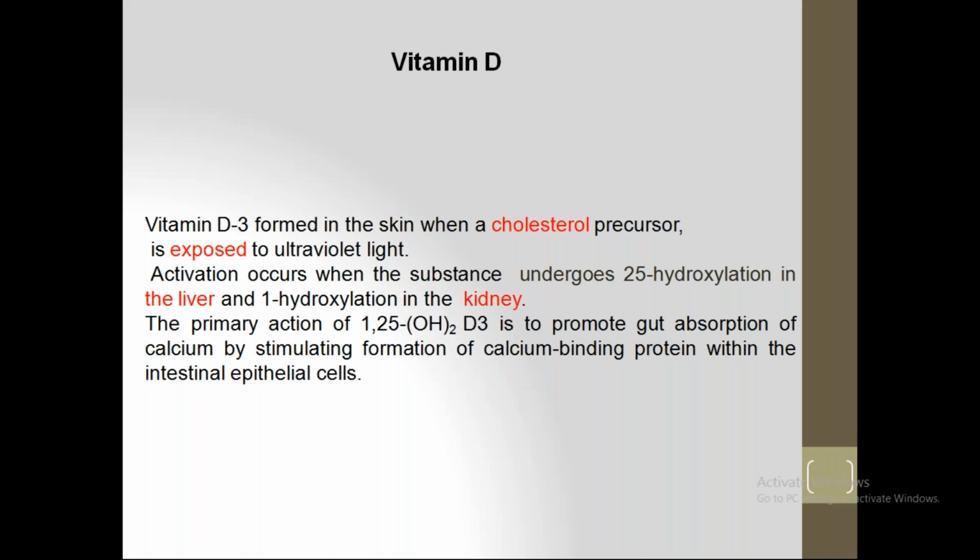Vitamin D. Vitamin D is formed in the skin when a cholesterol precursor is exposed to UV light. Following which, activation takes place at two levels. One is in the liver, one is in the kidney. In the liver, 25-hydroxylation will take place, and in the kidney, 1-alpha hydroxylation will take place, which results in the formation of 1,25-dihydroxy vitamin D3, which is responsible mainly for gut absorption of calcium by stimulating formation of calcium-binding protein in the intestinal epithelial cells. This is also responsible for absorption of phosphate.